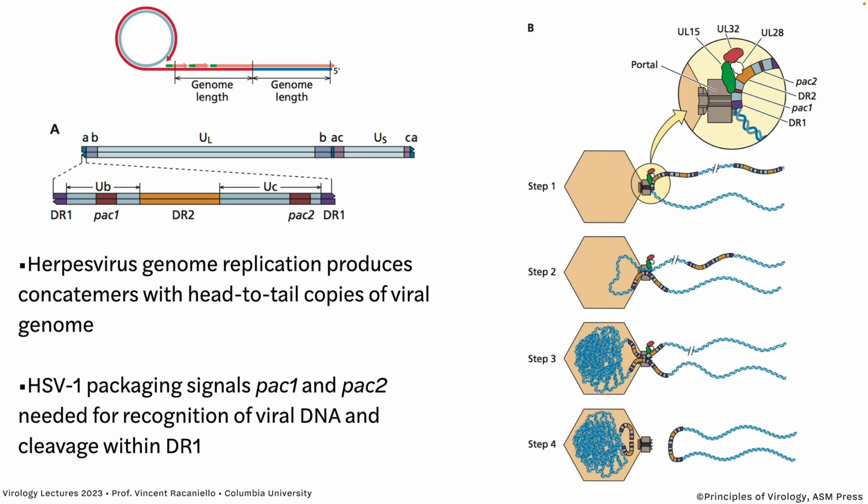And now you have a single herpes genome encapsulated by virtue of these packaging signals binding. The motor in the portal pulls it in. And then when it reaches the second set of PACs, which would be at the end of the next genome, it cuts it, and you have a single genome in the capsid.